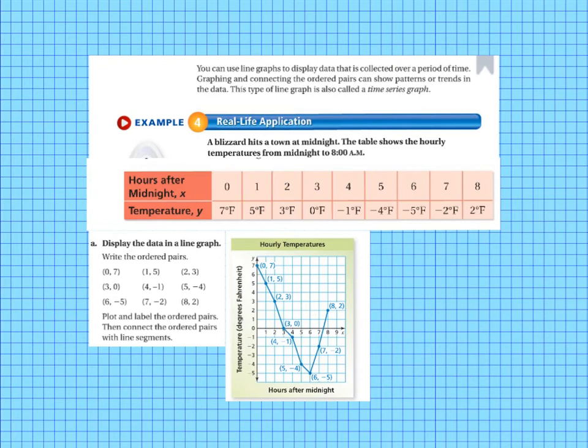And so we are displaying that data in a line graph. So we wrote the ordered pairs here. You can see how the hours are the x and the temperature is the y. And then you plot and label each of your points on the graph. And then you connect the ordered pairs with line segments.